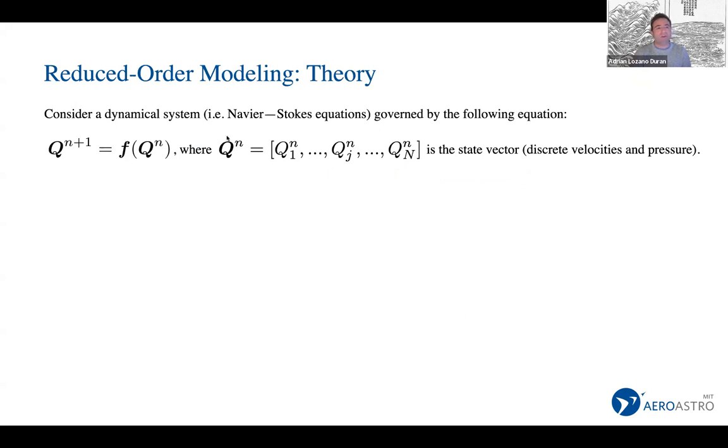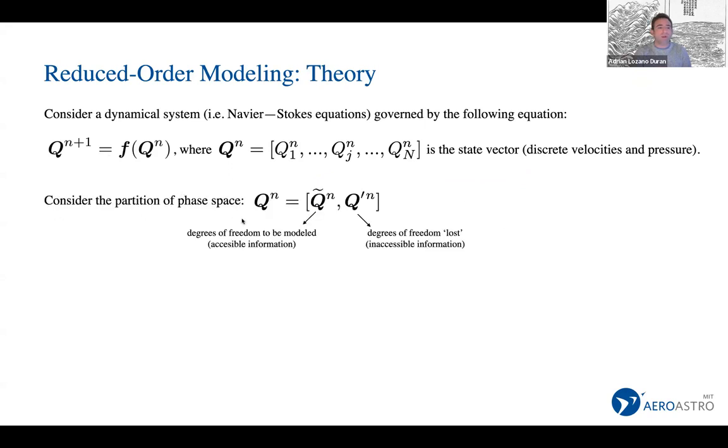This is the same starting point as before. This is our discrete map for Navier-Stokes, and we have our degrees of freedom from 1 to n, the state vector. So now what we are going to do is, again, partition. We are going to do a truncation of the system. We are going to partition the phase space into 2 components. The Q tilde is the degrees of freedom that I want to model. So this is going to be information that I can access. And the Q prime are the degrees of freedom that are going to be lost. So this is information that I cannot get anymore. So this is going to be lost forever.